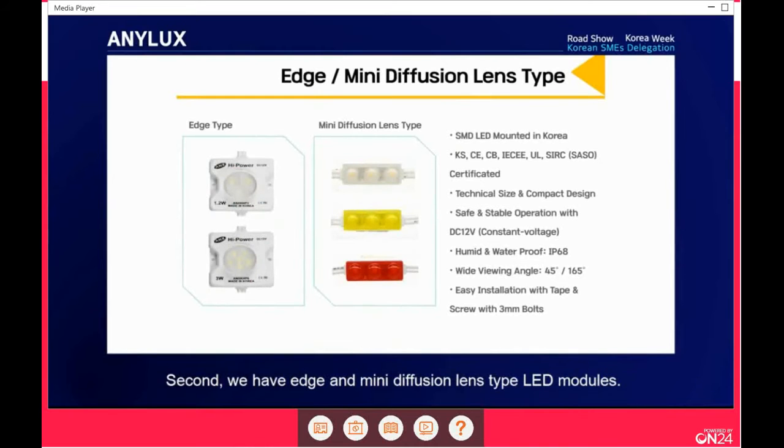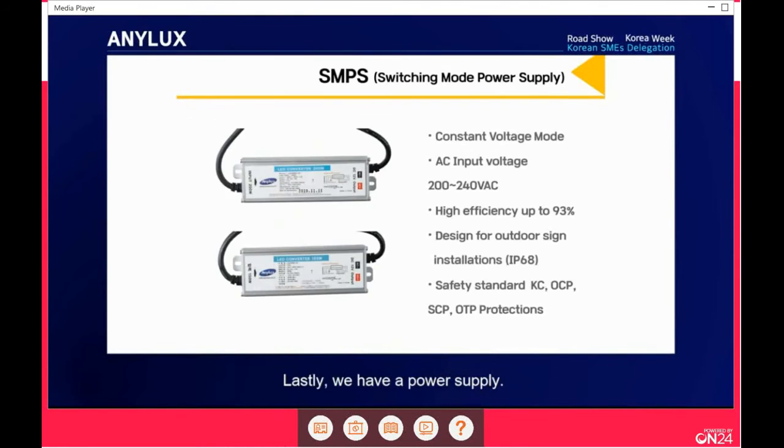Second, we have edge and mini diffusion lens type LED modules. The general features are similar to the preceding ones except for the angle. The edge type makes the viewing angle 40 degrees, and it makes light go straight to 1.2 meters directly, so we design it for side lighting and use the mini diffusion lens type for tiny signage boxes. Lastly, we have a power supply. This is for use with modules. It converts electric current from a source to the correct voltage, current, and frequency to power the load. It makes controlling LED modules easier and more convenient.